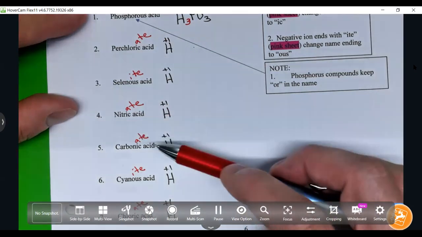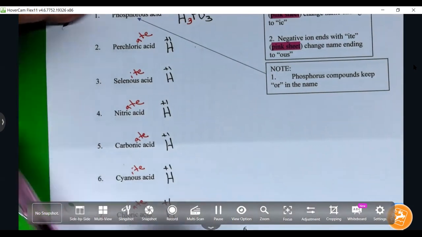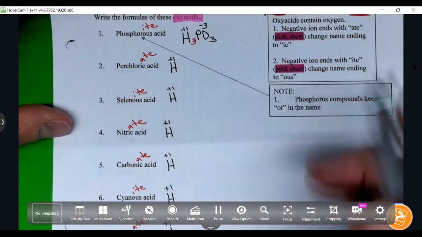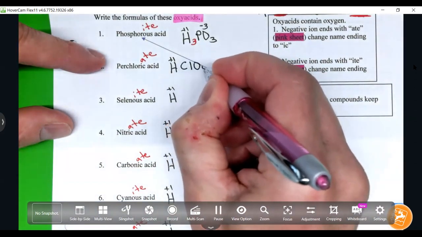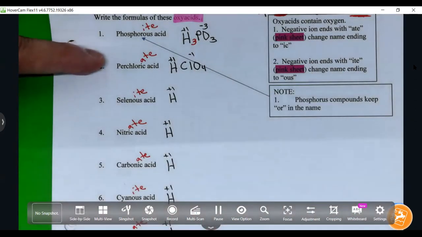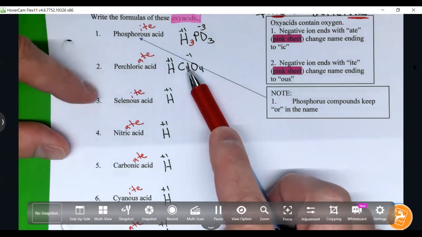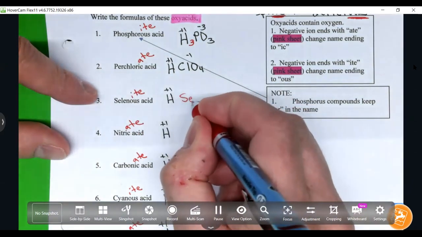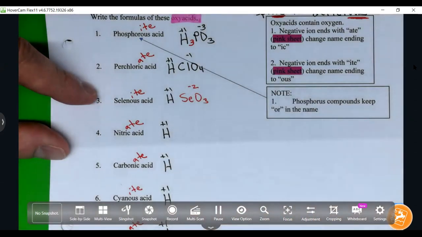And perchlorate is one for sure that you should have memorized. Nitrate you should have memorized. Carbonate you should have memorized. And chlorate. Those are the ones. But perchlorate. Oops, should be ClO4 negative 1 for perchlorate. Selenite. CO3 negative 2.